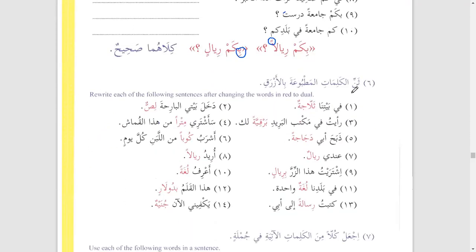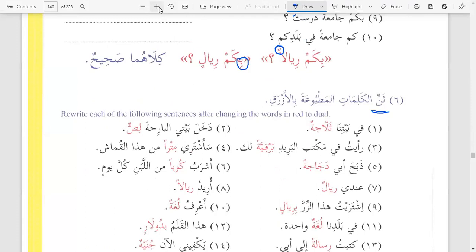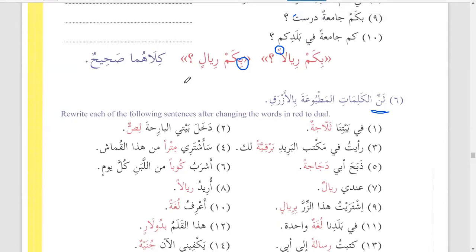Okay, this one, who is going to read the text here? ثن الكلمات المطبوعة بالأزرق. Make the dual of the words that are printed in blue. So make dual from the words that are in blue. Okay, ثن. We have red, isn't it?